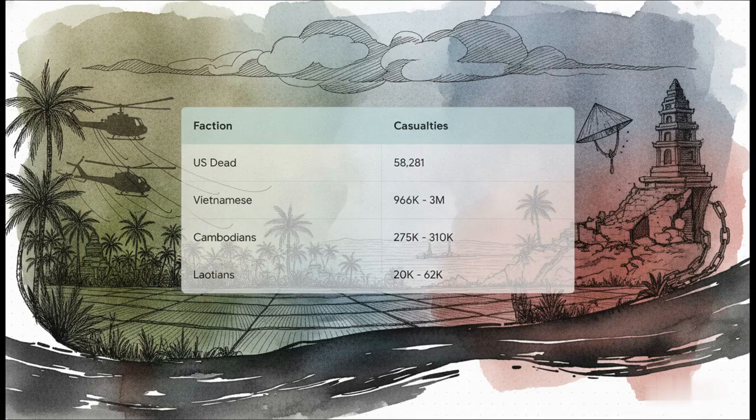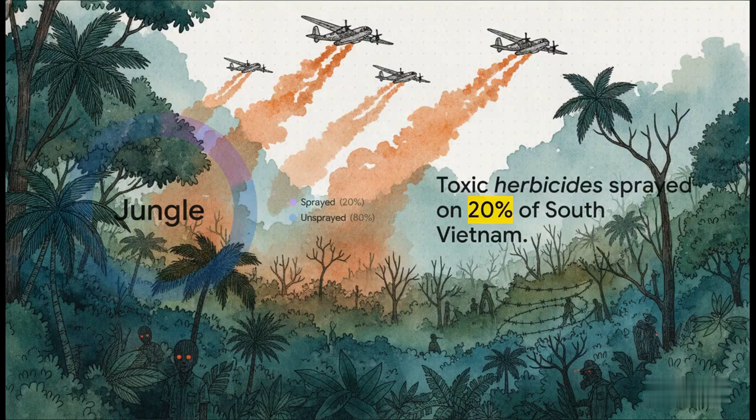Estimates for total Vietnamese deaths, and we're talking both military and civilian here, range anywhere from just under 1 million to upwards of 3 million lives lost. Furthermore, the war's expansion destabilized neighboring countries, contributing to hundreds of thousands of deaths in Cambodia and tens of thousands more in Laos. And the devastation for sure wasn't limited just to immediate casualties.